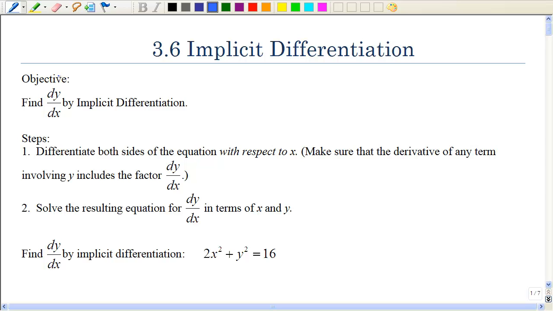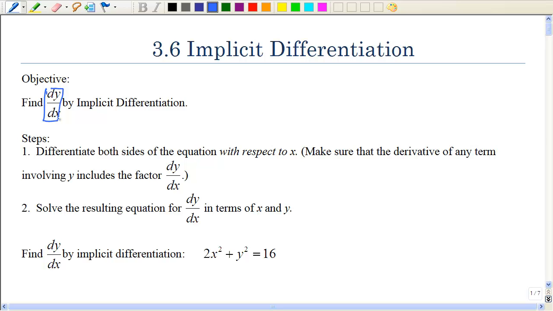In section 3.6, we're going to be looking at what's called implicit differentiation. This is what you have to use when you really can't solve for y and you need to find dy/dx. Now, let's talk about that for just a minute. That is the derivative of y with respect to the variable x.